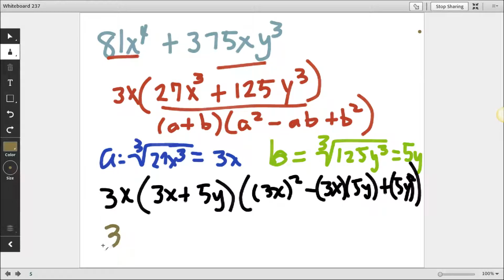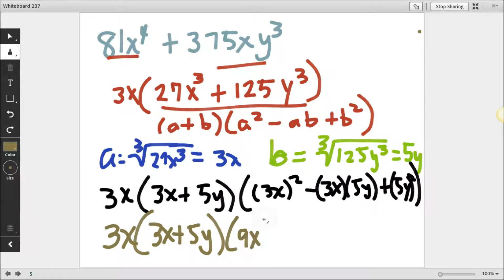And so our final answer here is going to be 3x, and then we got 3x plus 5y, and then 3x to the second power is 9x squared minus 15xy plus 25y squared. And that's the whole thing factored.